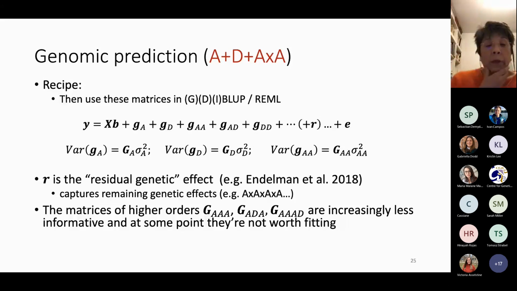Something that you have to keep in mind is that the matrices of higher order, like additive by additive by additive, are increasingly less informative, and at some point they are not worth fitting. Even with a lot of data, fitting a second-order epistatic effect is okay, but don't try to go higher, because it's very difficult to obtain good estimations.